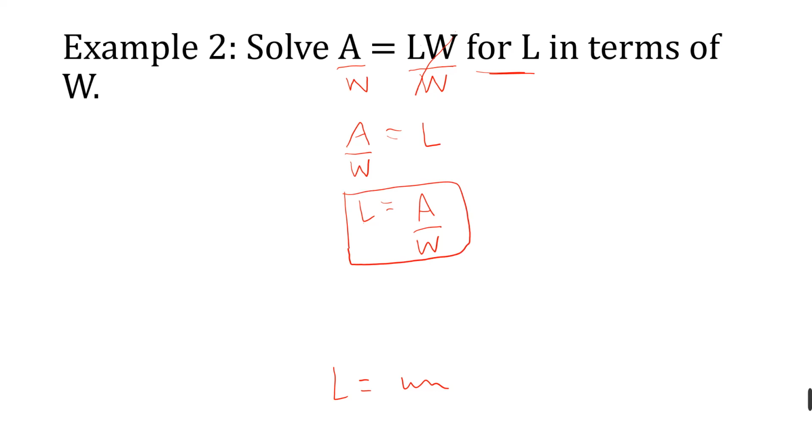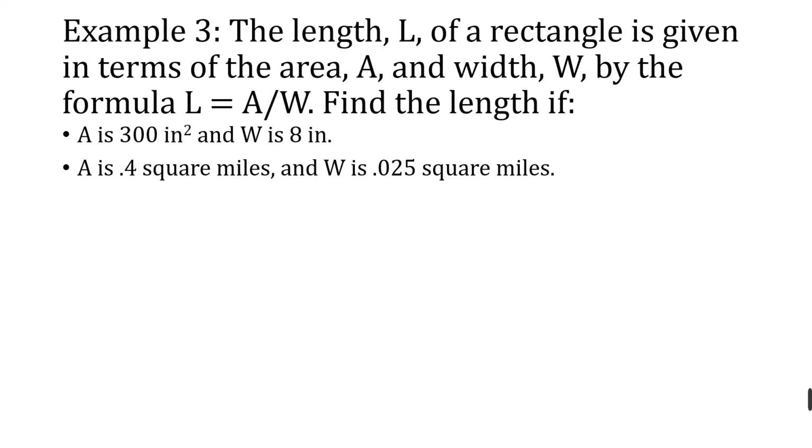Okay, now we're going to see how this works in a word problem. The length L of a rectangle is given in terms of the area A and width W by the formula L equals A divided by W. So that's what I was talking about, area and width and length of a rectangle. So we're supposed to find the length if A is 300 square inches, and W is 8 inches.